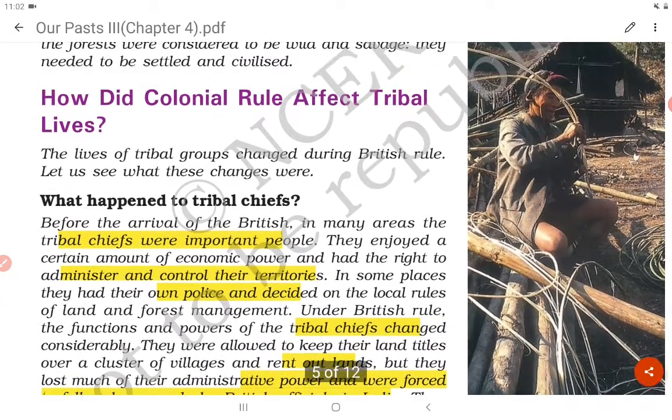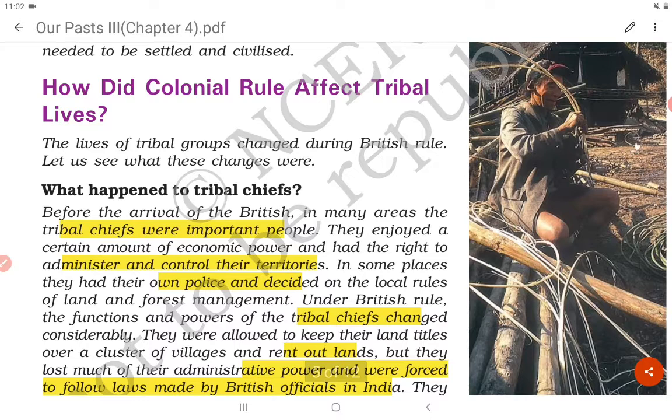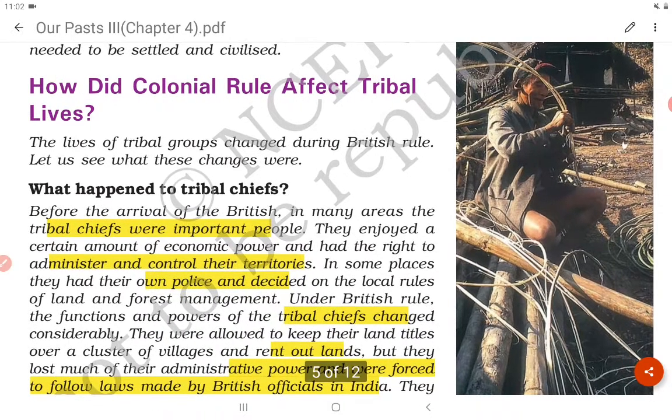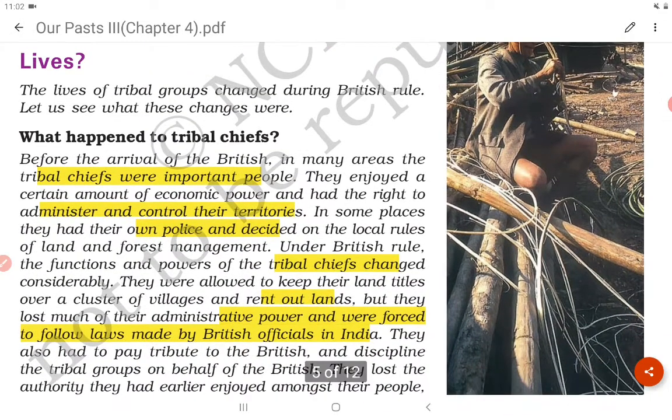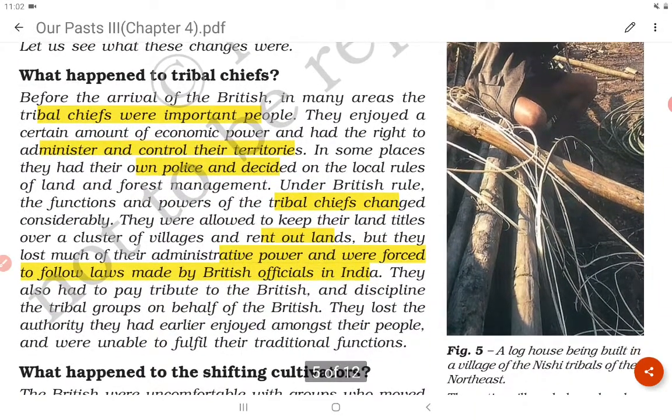Then, how did colonial rule affect tribal lives? The lives of tribal groups changed during British rule. Let us see what these changes were. What happened to tribal chiefs?